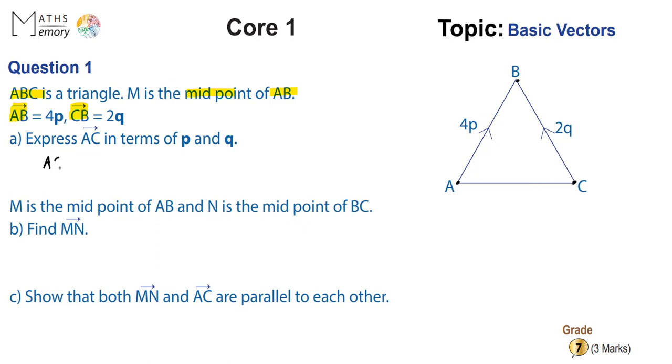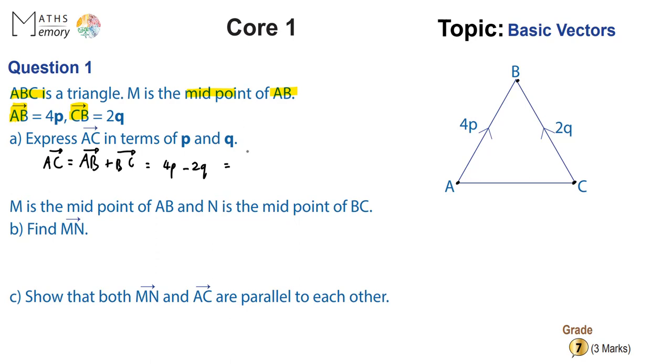So A to C will be represented by, first of all, A to B, we're going to get this town, plus B to C. So A to B is simply 4P, and B to C will be not 2Q but minus 2Q. This is how simple it is. If we do this on the vector, we're going to get this.